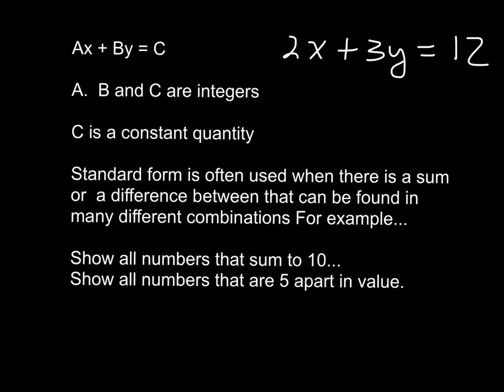Standard form is often used when you have two things that will add up to 12, and there are multiple combinations of x and y values that can produce a sum of 12. Similarly, it'll be used when you have a difference of 12 or any other number. These two things, when subtracted, will produce a difference of 12.